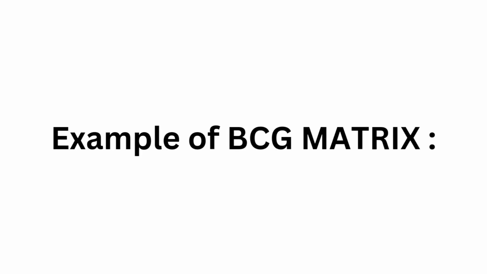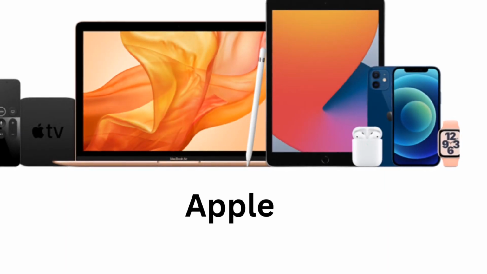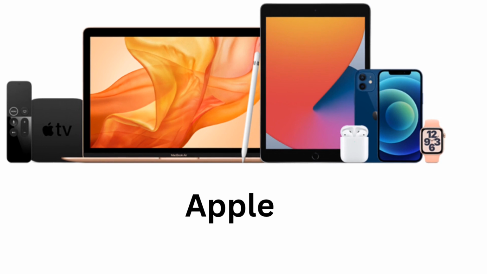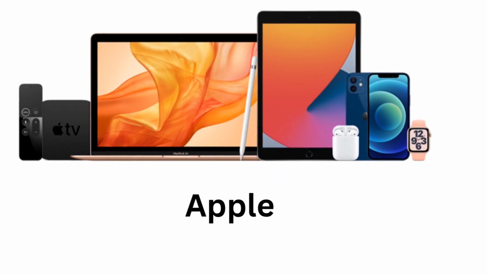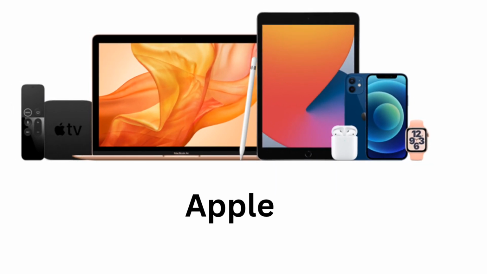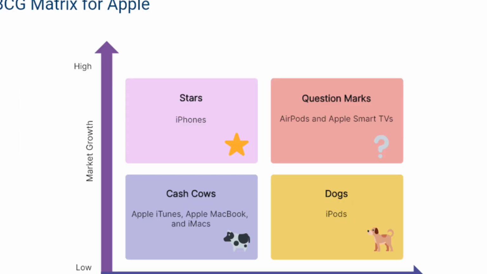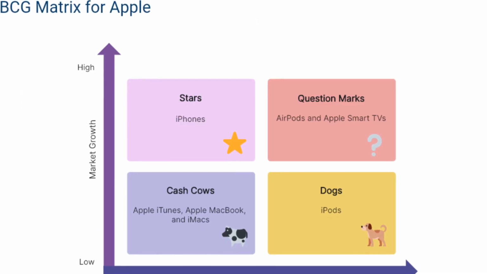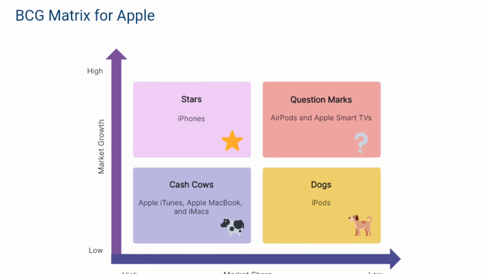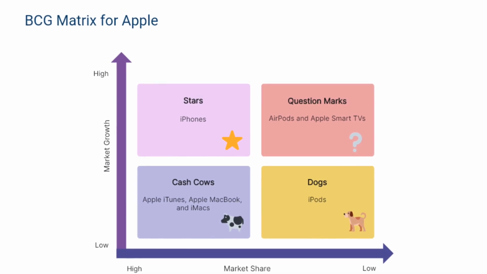Now let's see an example of a BCG growth matrix. There are many companies that we can apply the growth matrix to in the real world. Apple is a great candidate. Let's take a look at the products Apple has on the market according to the matrix categories. The star. There's no doubt that the majority of Apple's sales come from the most popular product. The iPhone is the star of the company.